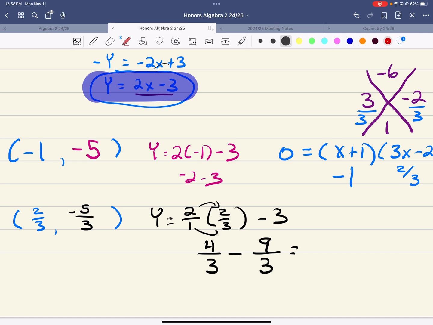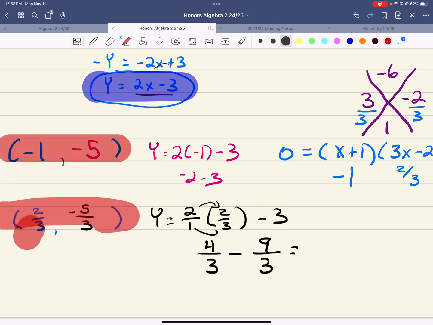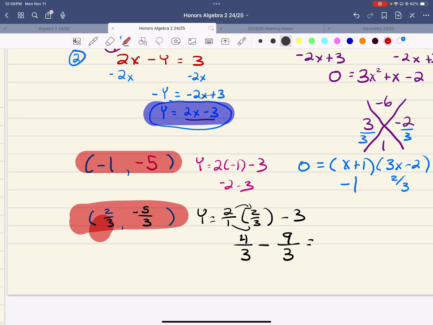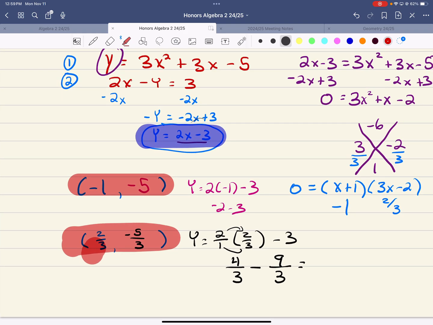There are your two solutions to that system of linear and quadratic system using substitution. All things you know how to do. It's just all starting to put it all kind of together to make sure that you're good to go. Questions with that one?